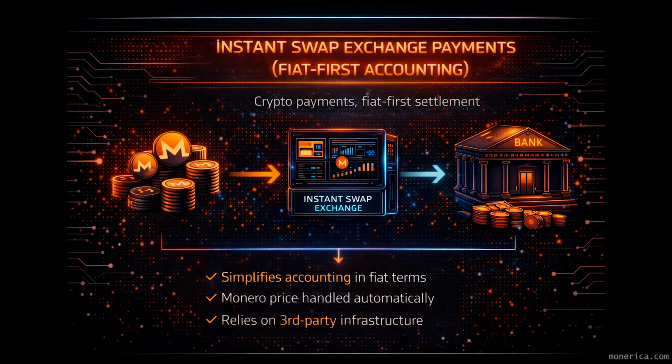Instant exchange swap payments. Another way to receive payments is using an instant swap exchange. You can request a payment amount in fiat and allow the customer to pay in Monero. This makes conversion from Monero to a fiat stablecoin easy for you to use as a merchant.